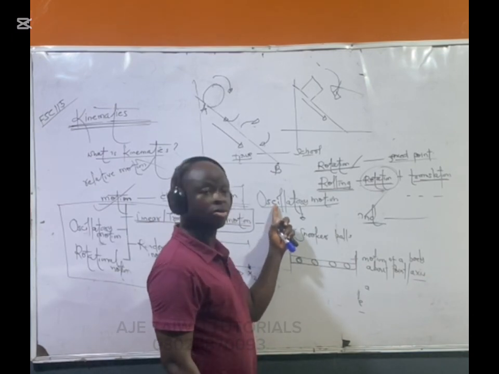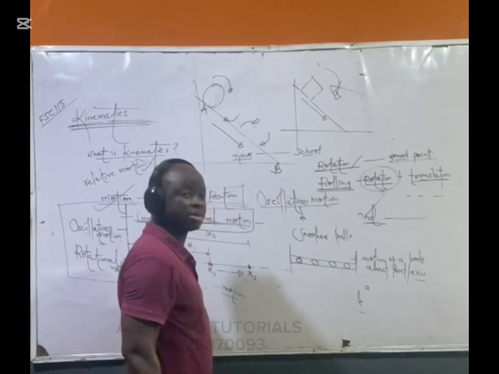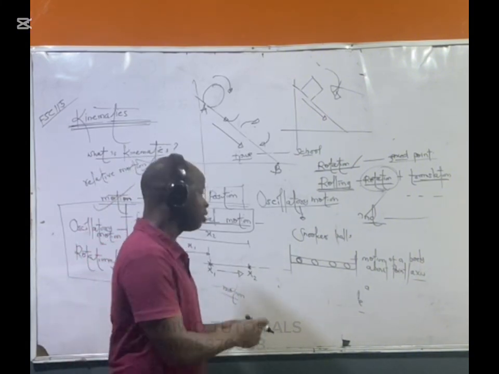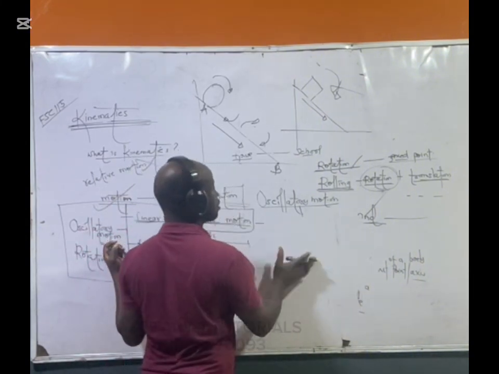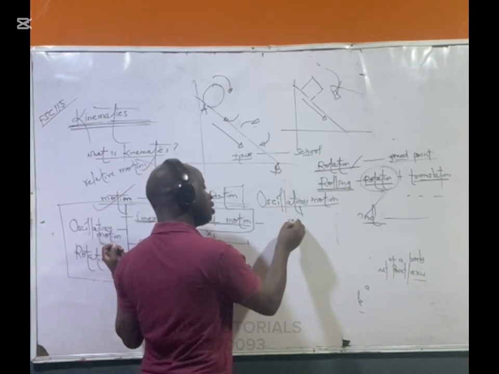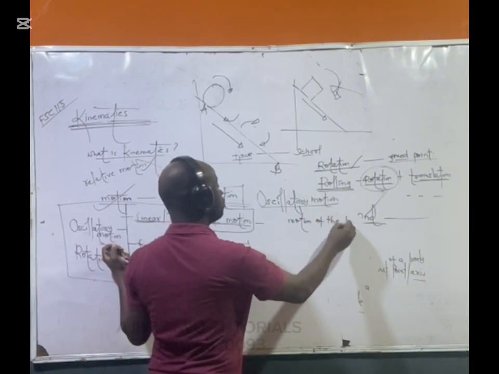Oscillatory motion is the to and fro motion of a body about a particular point. Exactly. There must always be a reference point of motion. Okay? And for oscillatory motion, an example is the motion of the ball.